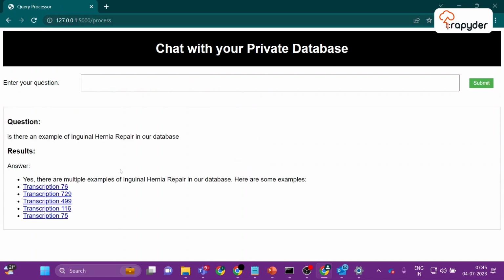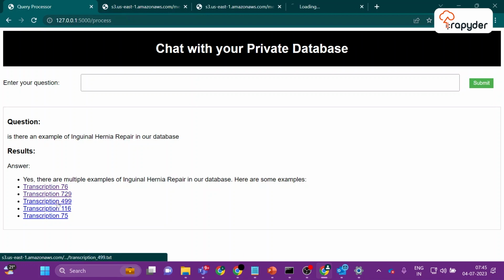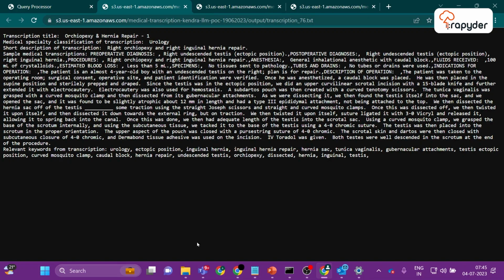Here it is. Yes, there are multiple examples. Let's look at some of these documents. These documents are hosted on S3 buckets. Note that these documents do not go to public servers for training, and they are only accessible to authorized personnel.